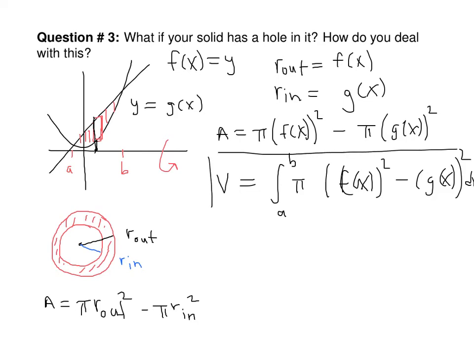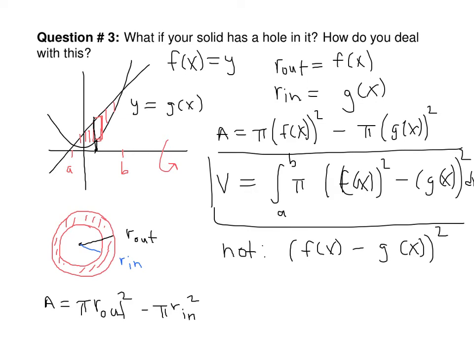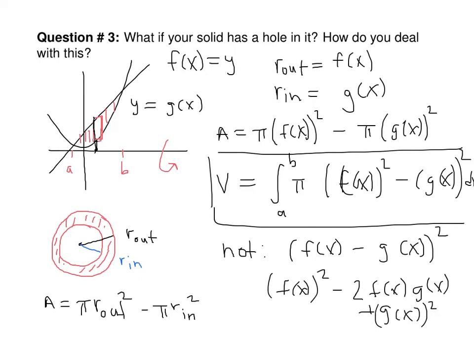So let's just note also what this formula does not come out to be. It is not f of x minus g of x, the whole thing squared. And the reason is because when you square that expression, you end up getting f of x squared minus 2 f of x times g of x plus g of x, the quantity squared. So that is wrong. Don't do that. And if you just think about it a little bit, you'll realize why the formula is what it is.